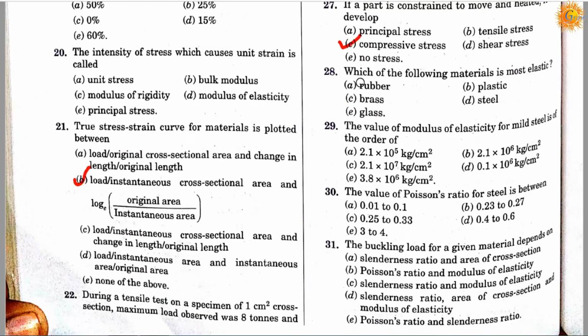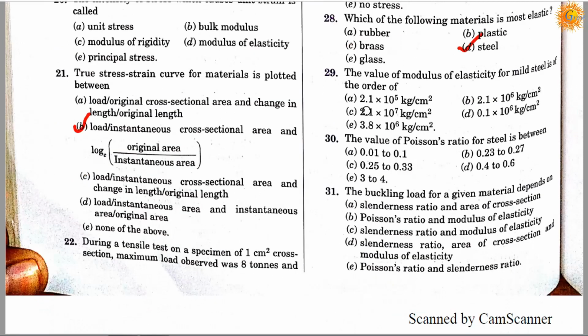Question number 28. Which of the following materials is the most elastic? Option A, rubber; option B, plastic; option C, brass; option D, steel; and option E, glass. Correct answer is D, it will be steel. Question number 29.